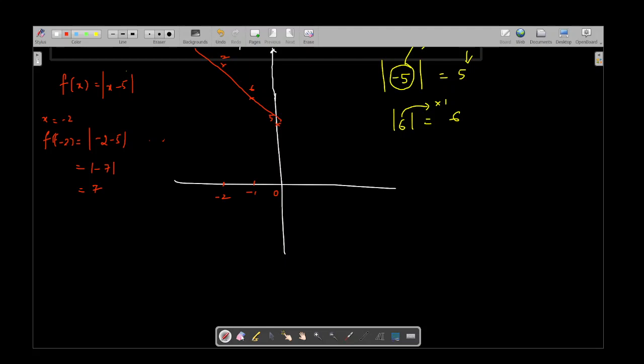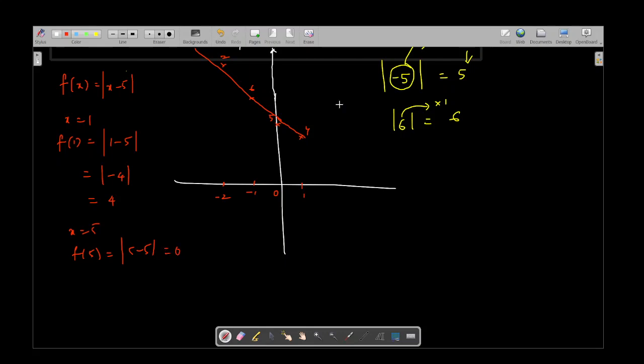Let us take some positive values of x. f of 1 is equal to 1 minus 5, which is minus 4. Modulus of minus 4 is plus 4. So at 1 we have 4. So I can continue this. So what happens if I put x is equal to 5? f of 5 is equal to 5 minus 5, which is 0. So at 5 it settles down to 0. So I get a line like this.